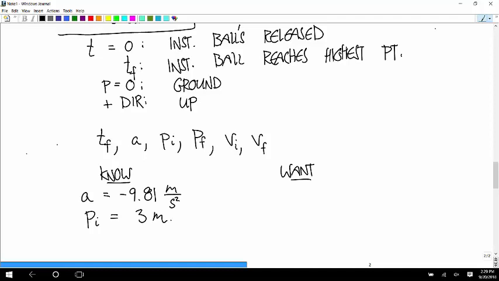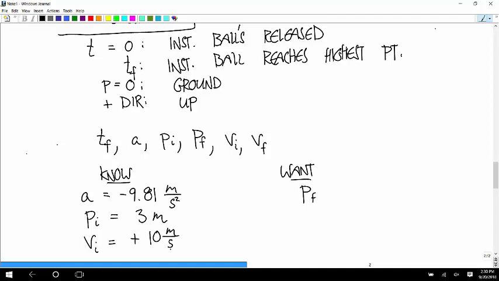What about P final? Do we know that? No? Do we want it? Yeah, that's the thing we're trying to find. What about the initial velocity? We know that. So it has a magnitude of 10 meters per second. Is it positive or negative? It's positive because it's thrown up, and we said up means positive. Okay, so this is positive 10 meters per second.